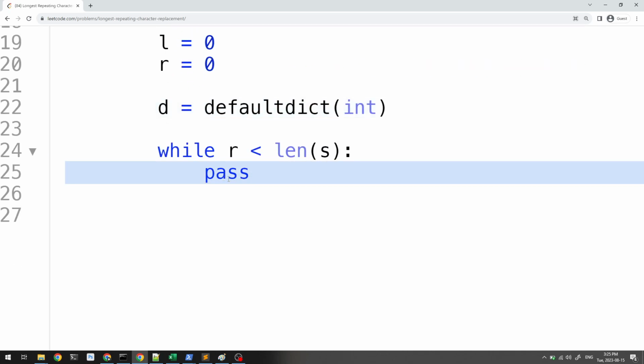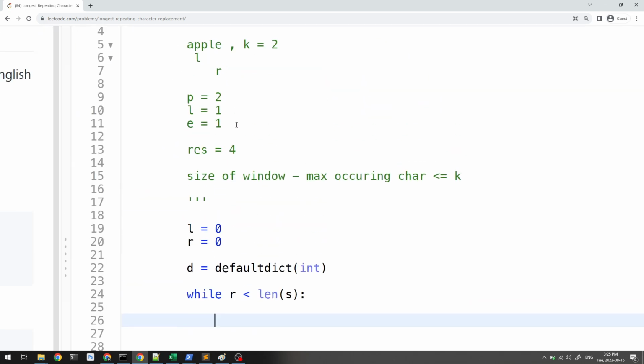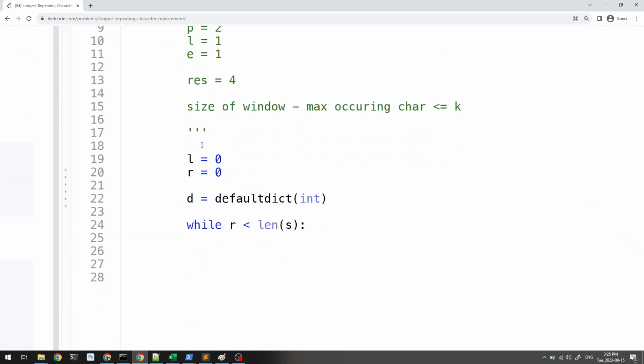And now what do I need to do? Well, the first time I see that I'm on a letter, I will increase its count, right? Like when we're over here, we increase the count of A. So I will do d at r plus equals 1. So this will basically increase the count at the letter on the right pointer by 1.